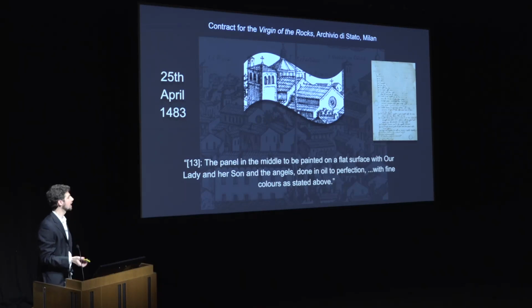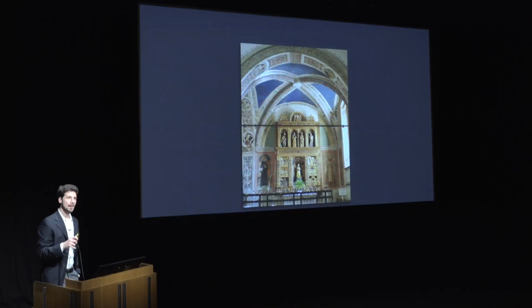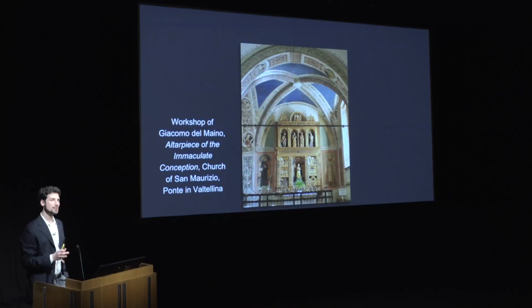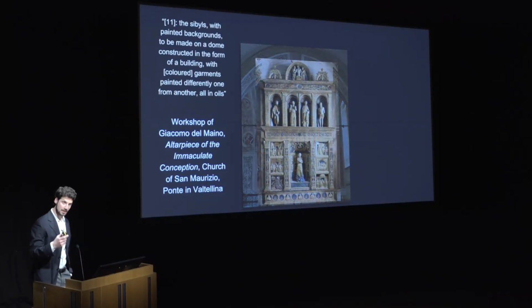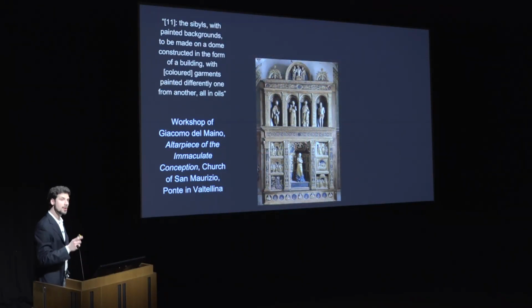It's lost, but we can pretty much reconstruct it, with caution as usual, using other surviving examples that the sculptor involved in the Virgin of the Rocks altarpiece made elsewhere. The name of that sculptor is Giacomo del Maino. And in another altarpiece dedicated, again, to the Immaculate Conception, in San Maurizio in Ponte in Valtellina, he created this altarpiece you can see. But from the Virgin of the Rocks document, we know that at the top there was something that is missing in this one.